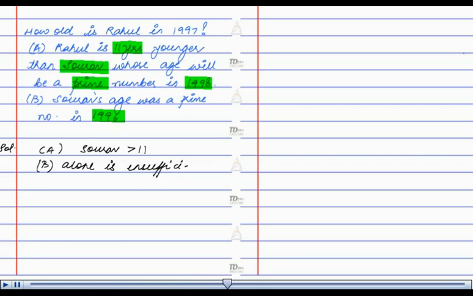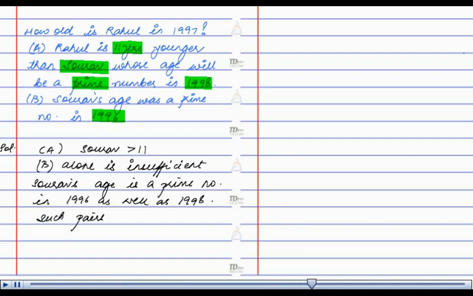But if we combine both these statements, we have that Saurabh's age was a prime number in 1996 as well as 1998. So, Saurabh's age in these 2 years can be a pair of such numbers which are prime and differ by 2. So such pairs are 3 and 5, 5 and 7, 11 and 13, and it is not possible to arrive at a unique answer.